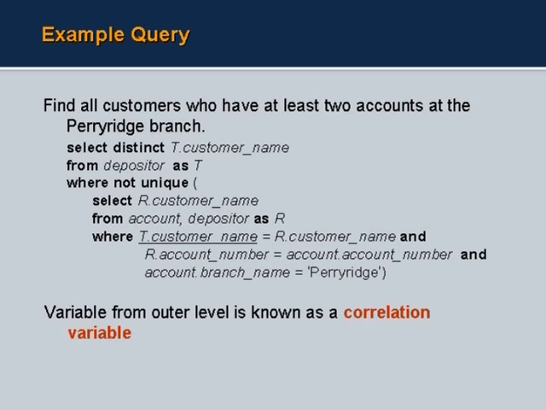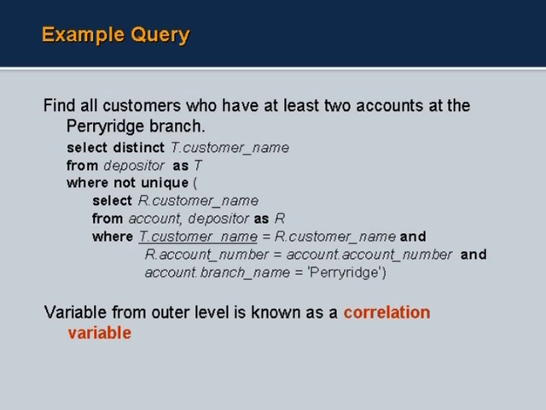So here's another query: customers who have at least two accounts. Here we are finding customer name by joining these things, where the branch name is Perry Rich. But there's an extra condition. Again, this is a correlation variable: T dot customer name equal to R dot customer name.